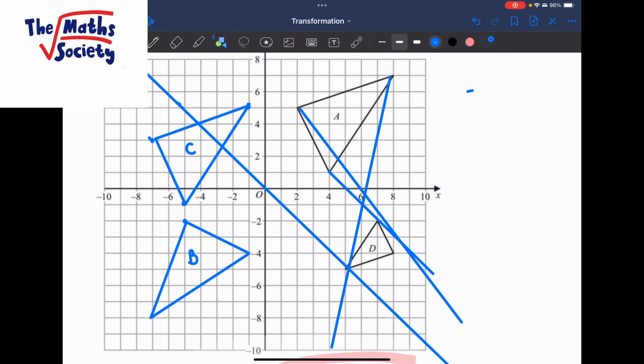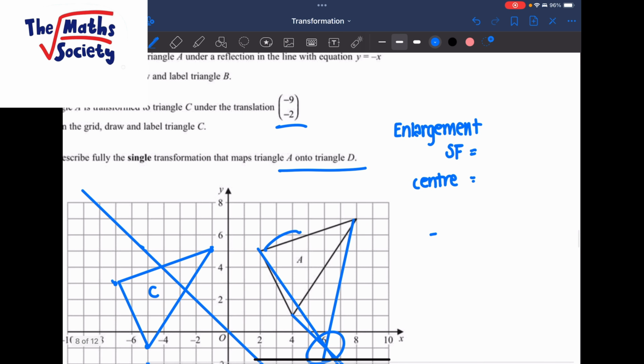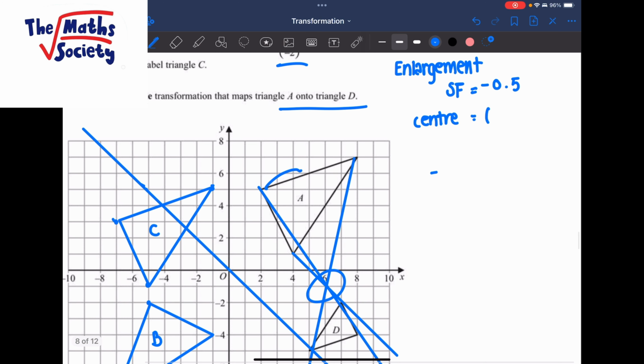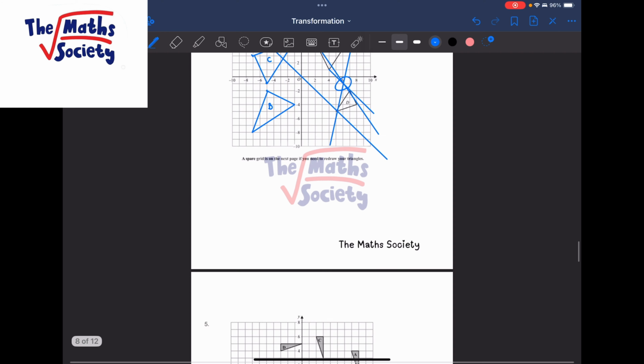Okay. So yeah, we kind of get that it should be just around there. So we know that it actually is smaller. You can see that it actually is smaller by 0.5. So that's minus 0.5. Center, 6 comma minus 1. And that is your single transformation.